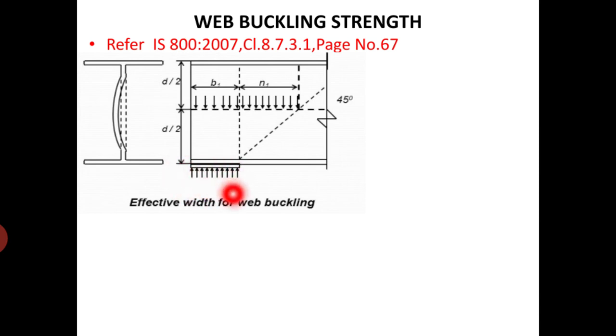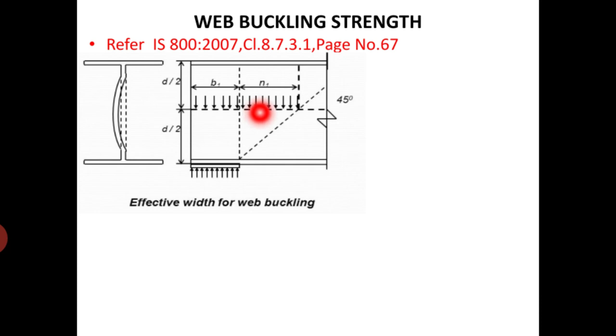Okay, so a load has been spread out over a finite length of the web, just as shown in this figure, and this is known as the dispersion length. That is, b1 plus n1 is known as the dispersion length. It has been spread over a longer portion of the web.